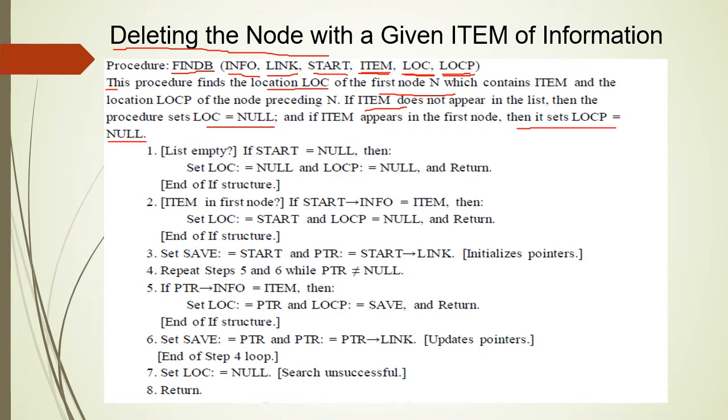Why is LOCP equal to null? Because if the key element is present in the first node itself, then the first node has no predecessor node. If the key element is present, then the node with the key element will be deleted from the main function. Here this particular function will be used to identify whether the key element is present or not. If the key element is present, this function will return two things, that is the address of the predecessor node and the address of the node which contains the key element.